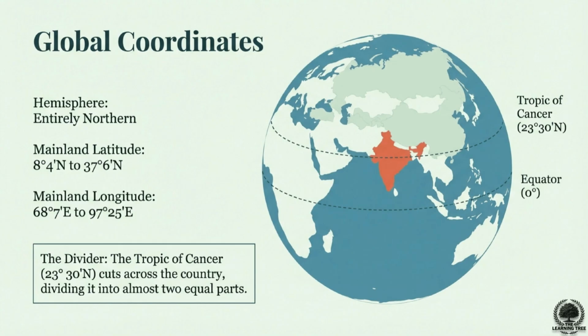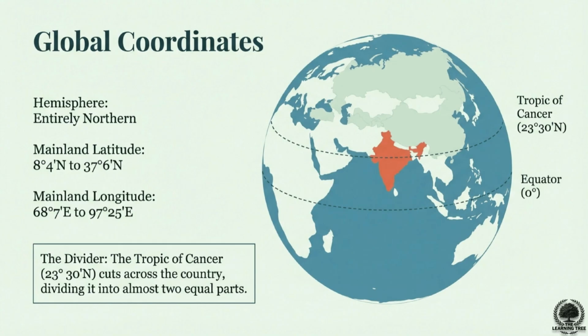An important line of latitude, the Tropic of Cancer, at 23 degrees 30 minutes north, passes almost through the middle of the country. This line divides India into nearly 2 equal parts and has a strong influence on climate.